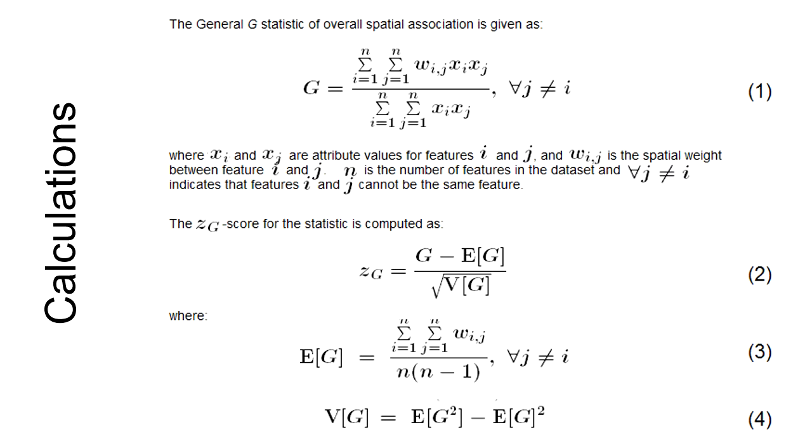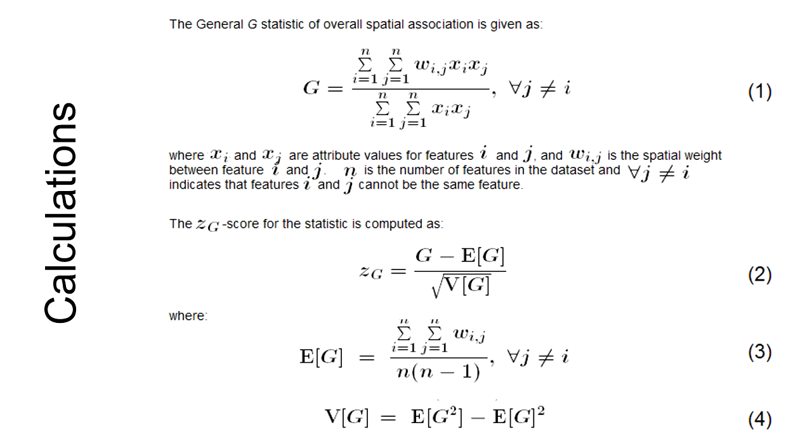So this is the calculation part of the general G statistic. In this calculation, the important things are Xij and Wij. Xi and Xj are the attribute values at two separate locations, I and J, and Wij is the spatial weight between feature I and J.